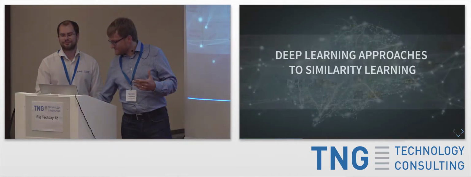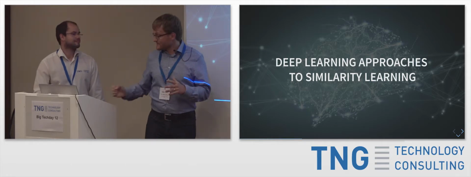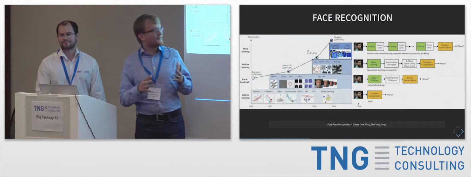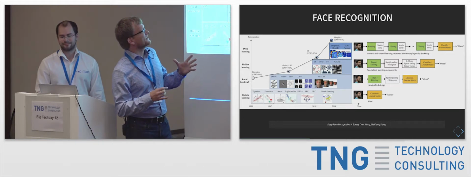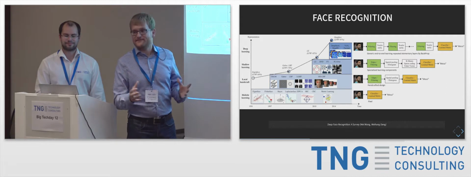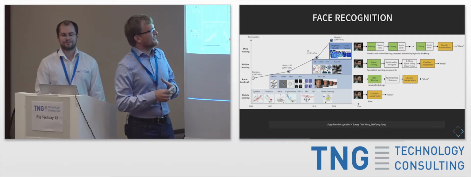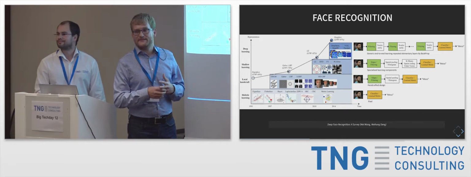Now, this fits quite well with deep learning approaches. And if you combine the two, you can really achieve quite spectacular results. And face recognition is really the showcase for this sort of technique. So deep learning plus metric learning is really the way to do face recognition.